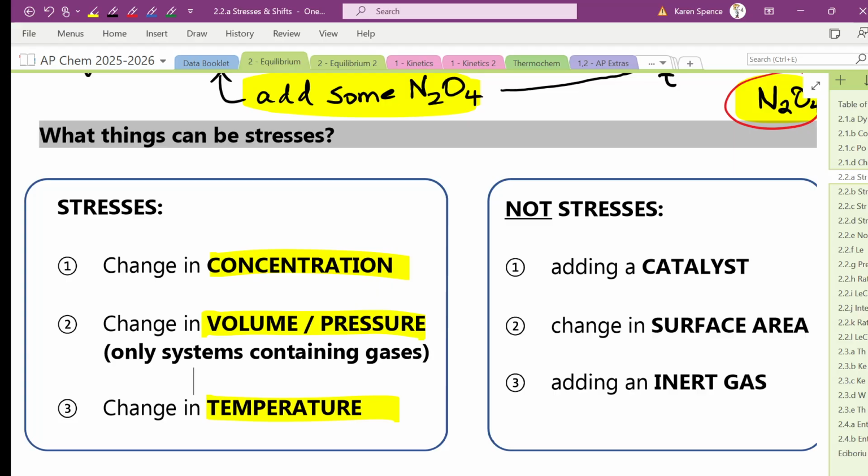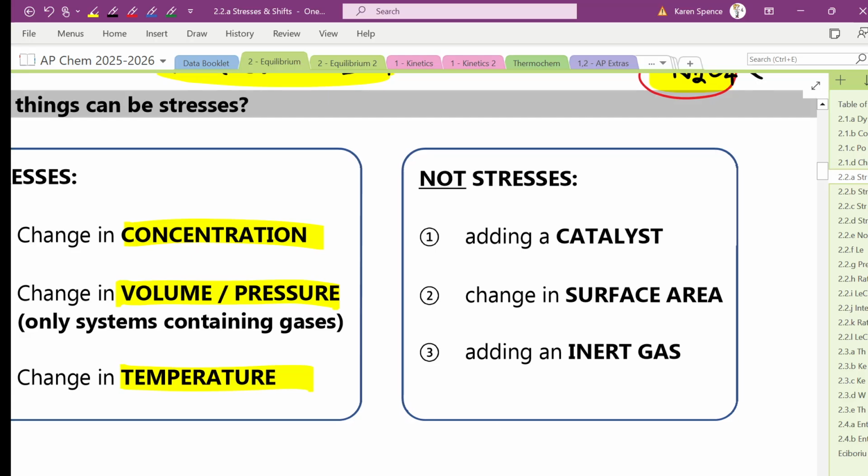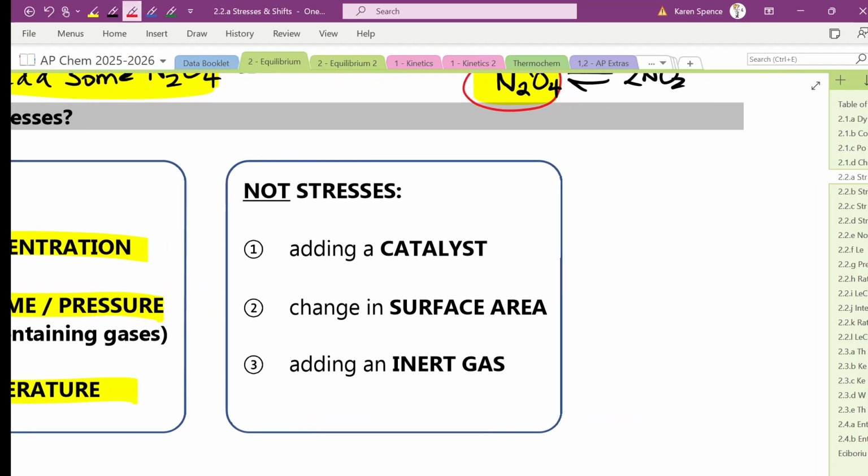What things are not stresses? Adding a catalyst. And the reason adding a catalyst is not is because adding a catalyst speeds up the forward and reverse rate by the same amount.